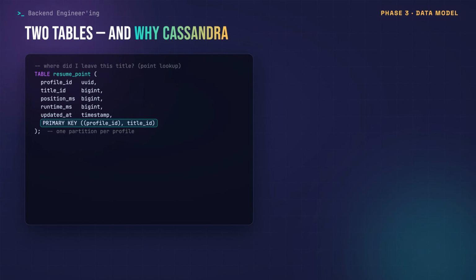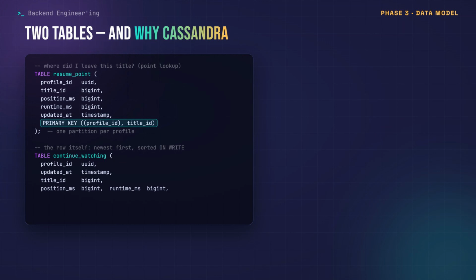The second table, continue watching, is the row itself. Same profile partition, but notice this. We cluster by updated-at in descending order, which means the newest thing you watched is already sorted at the top as it's written. So no sorting at read time. The table literally is the row.